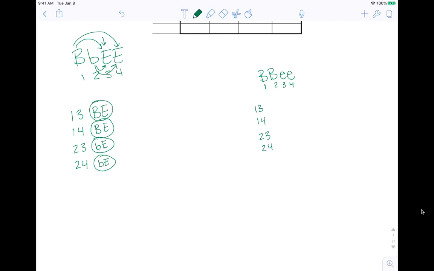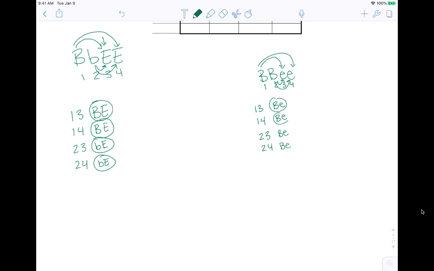And again, that's just distributing these letters like this. For me, I don't want to draw these each time. I just remember this order and it works. So again, position 1, we have a big B with a little e. And then 14, we're going to have a big B with a little e. 23, coincidentally, is the same. And so is 24. Very convenient.